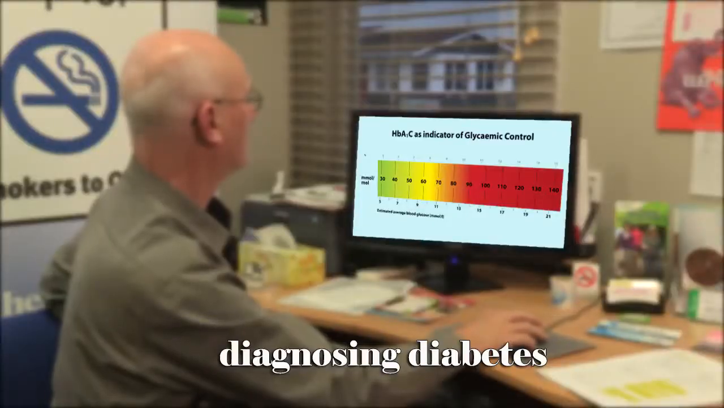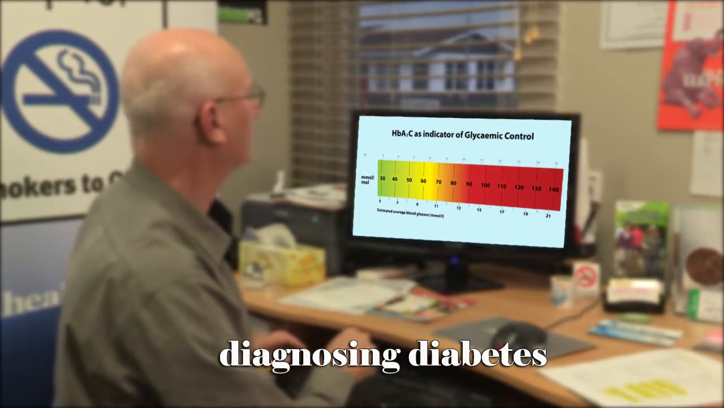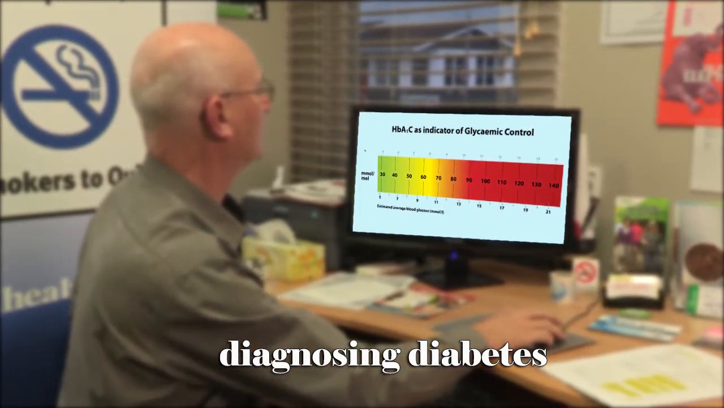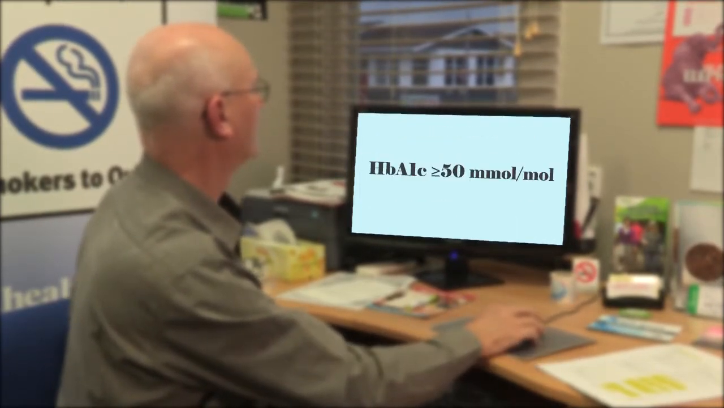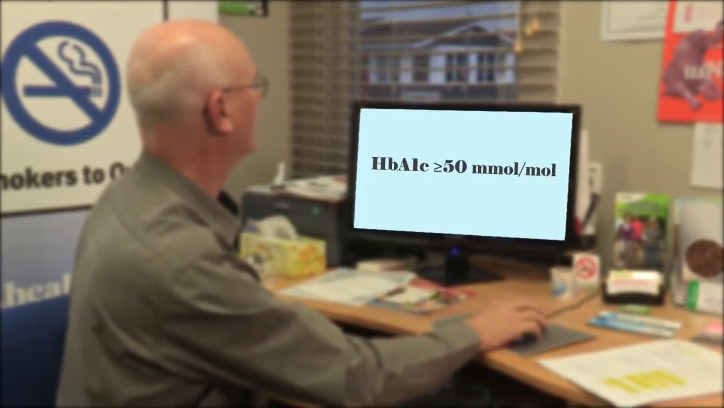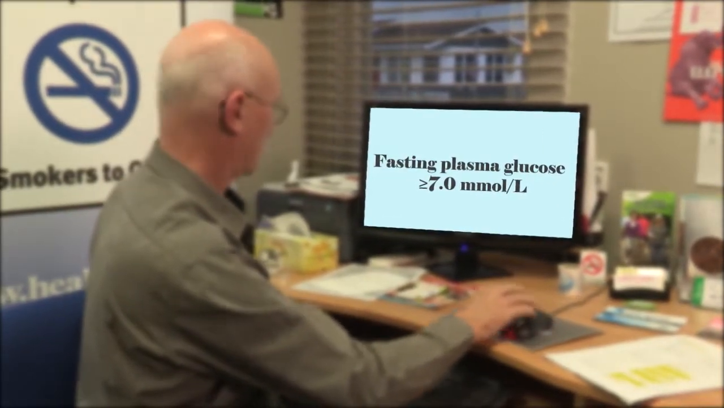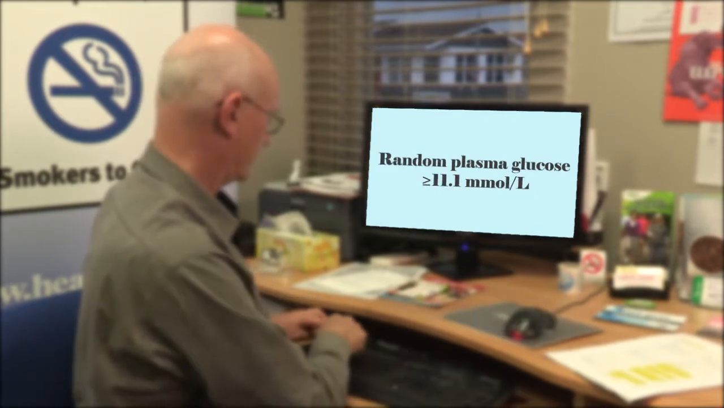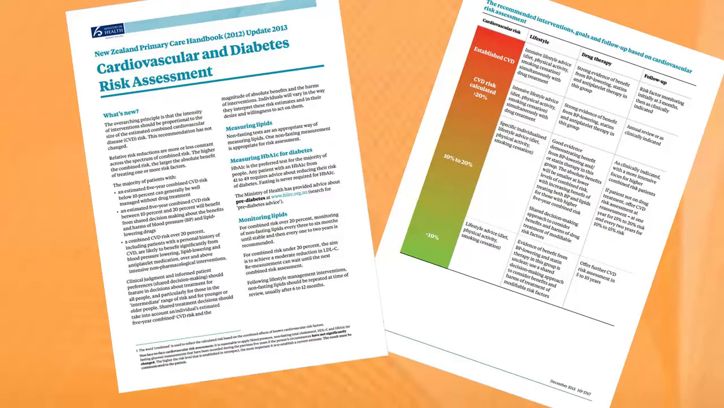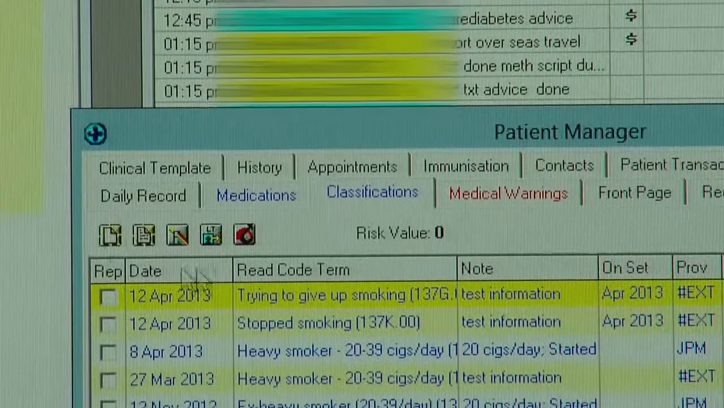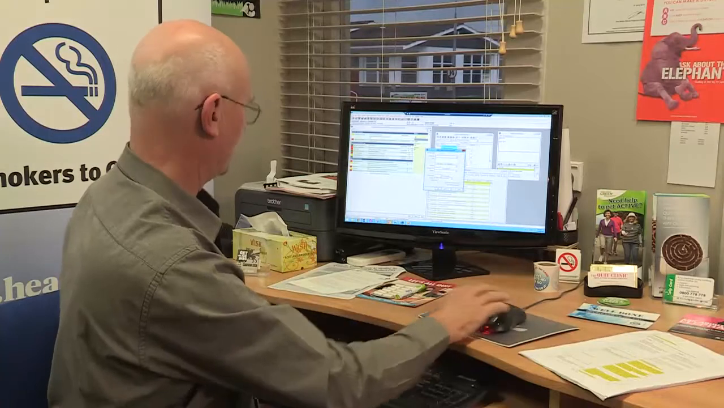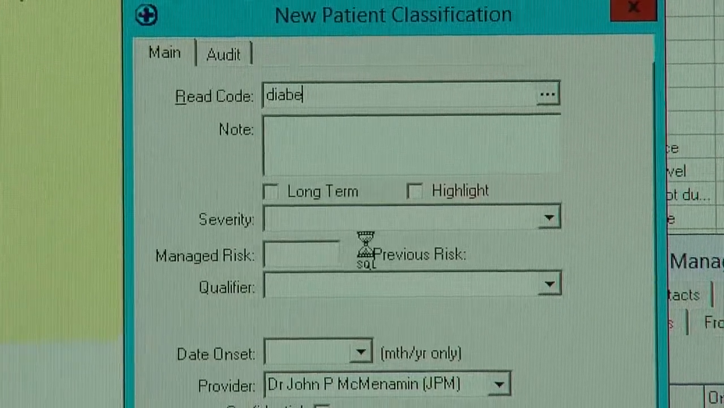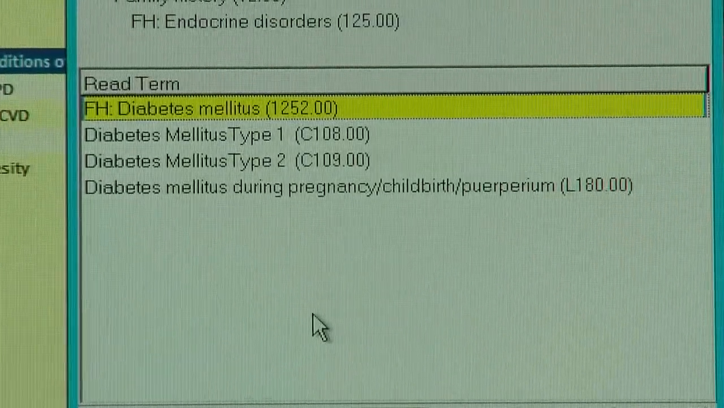A diabetes diagnosis can be made if an asymptomatic patient has 2 results above the diagnostic cutoff. That's an HbA1c greater than 50, a fasting plasma glucose greater than 7, or a random plasma glucose greater than 11. This information is summarised in the New Zealand Primary Care Handbook. People with diabetes can usually be coded using either diabetes type 1 or diabetes type 2.